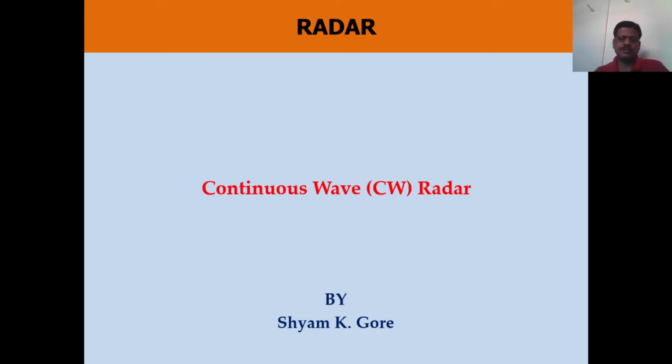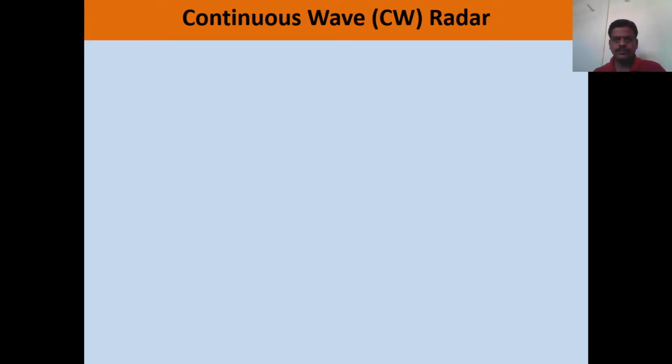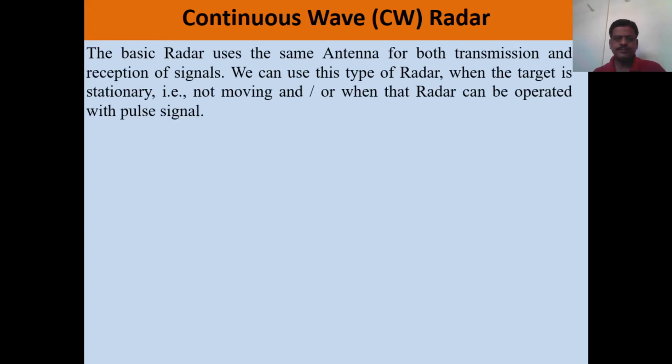Welcome to see the continuous wave radar. The continuous wave radar basic use of the radar is that basically in the radar system the same antenna is used for both the transmission and the reception of signal.